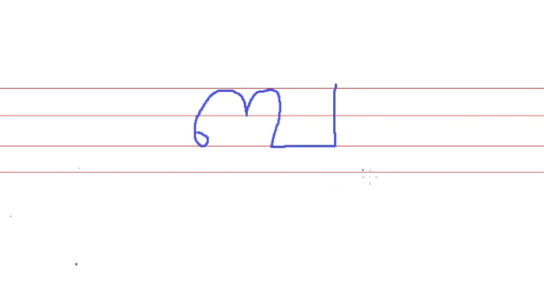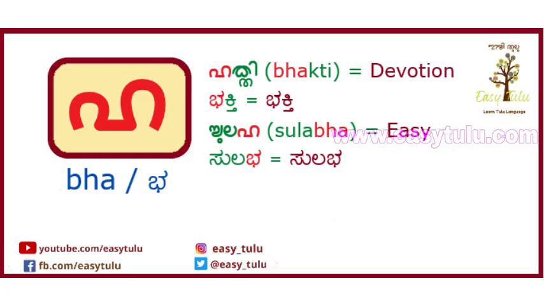Ba, ba. Next one is bha. This is the aspirated ba sound used to write Sanskrit words. Bhakti. Bhakti means devotion. Also bhakti in Kannada. Sulabha. Sulabha means easy. Also sulabha in Kannada. Let us see how it is written.